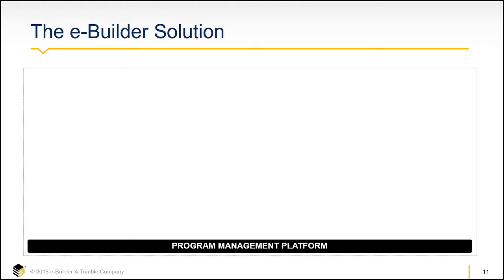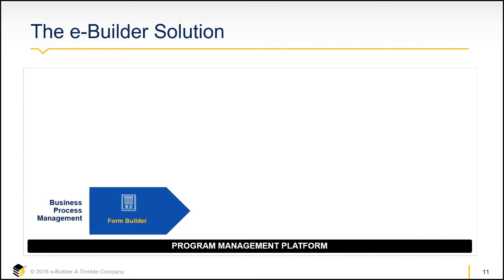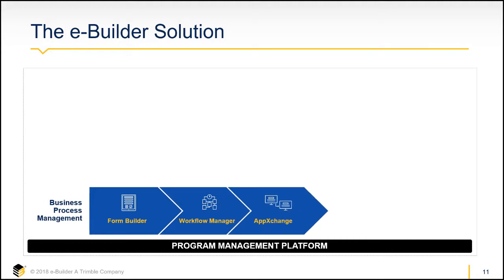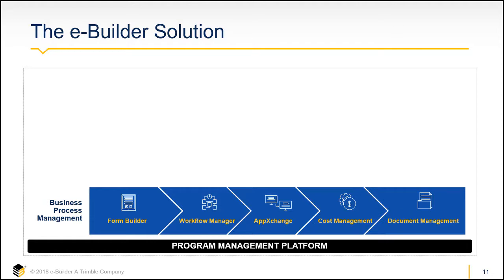eBuilder is a program management platform built for the owner. It is the system of record of all project information. eBuilder is designed to work the way you do business, not the other way around. We provide robust capabilities to manage all of your projects. Intelligent forms allow you to collect the information you need that can be routed through an automated workflow. AppExchange connects your accounting and other enterprise systems, eliminating duplicate data entry. You can manage program and project costs, starting with capital planning through estimate to construction baseline and changes. The robust document management system enables automated version control and audit trail.